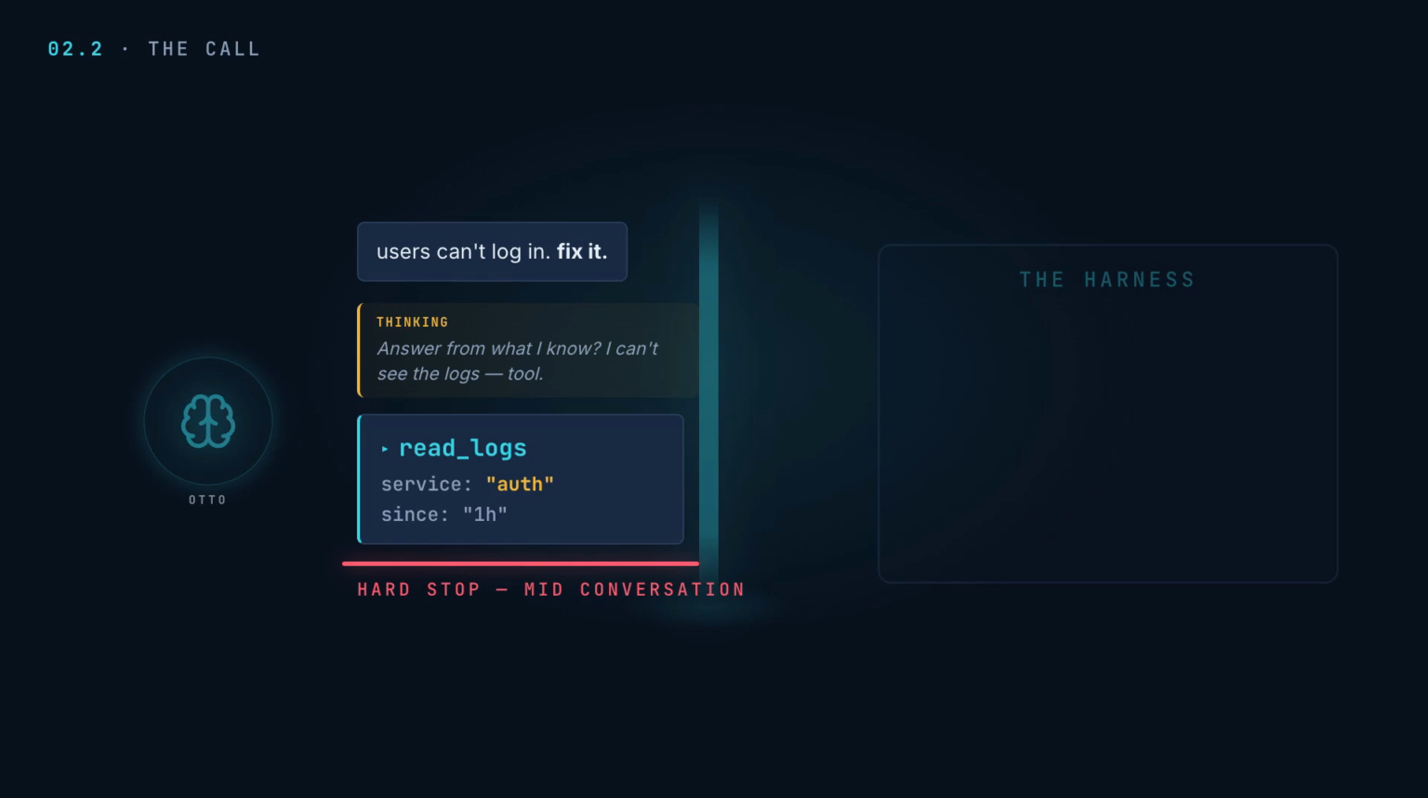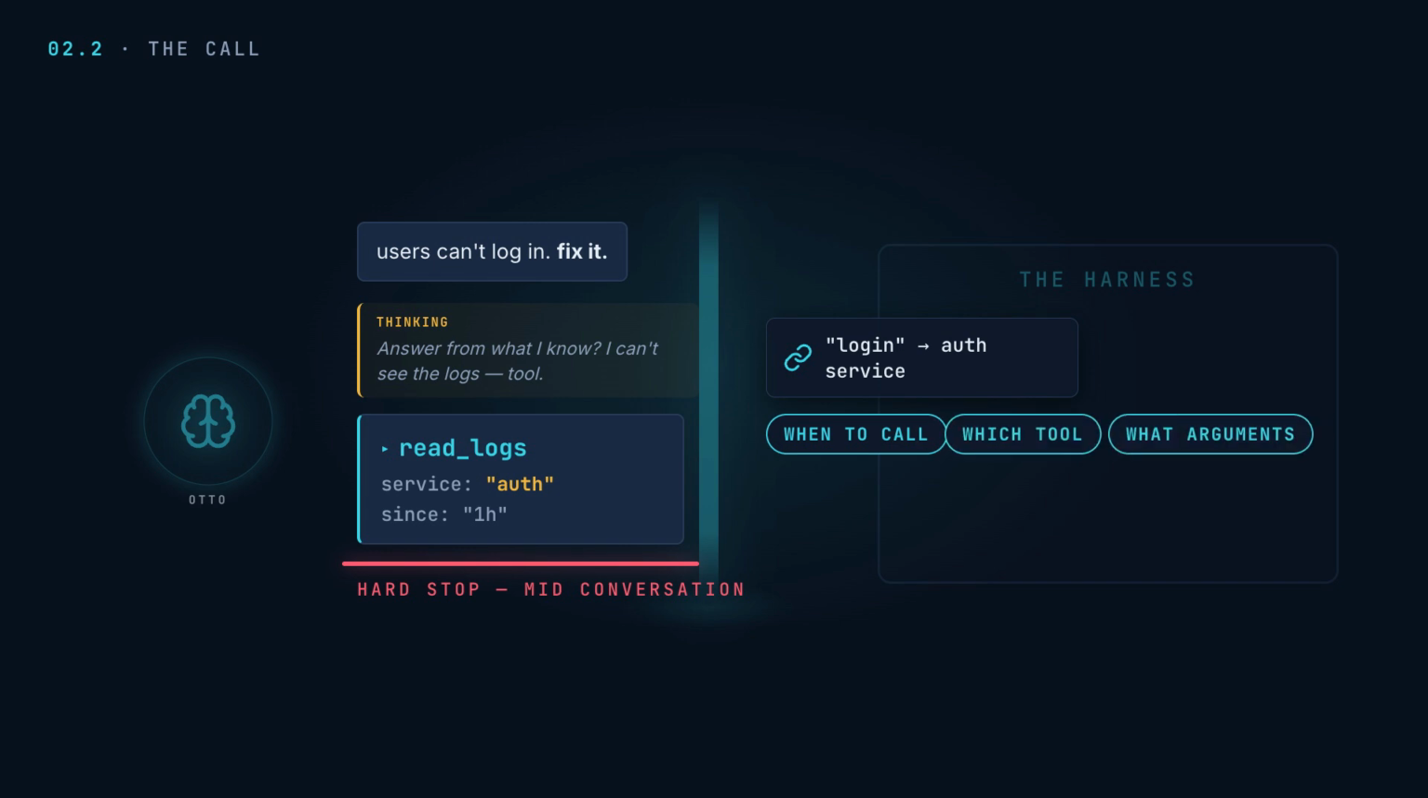Look at that service field. Auth. Nobody typed auth. The user said login. The model connected login to the auth service, picked the right tool off the menu, and filled in the blanks from context. That is the trained skill at the heart of all of this. When to call, which tool, what arguments, and then the hard stop, because what happens next is not up to the model.